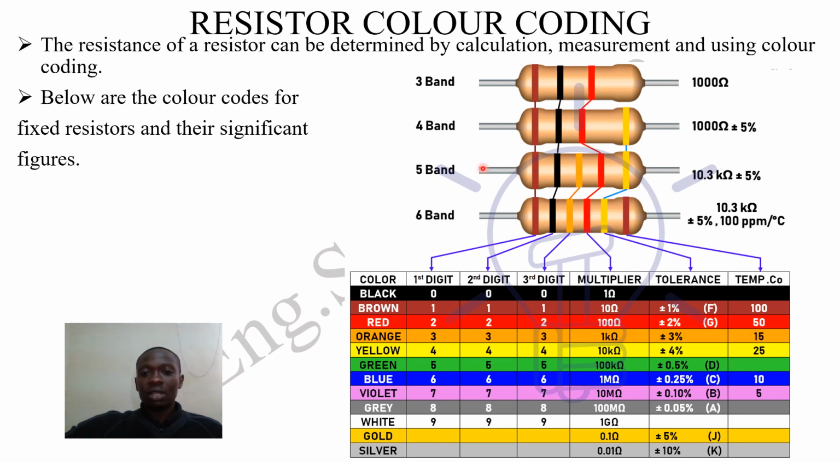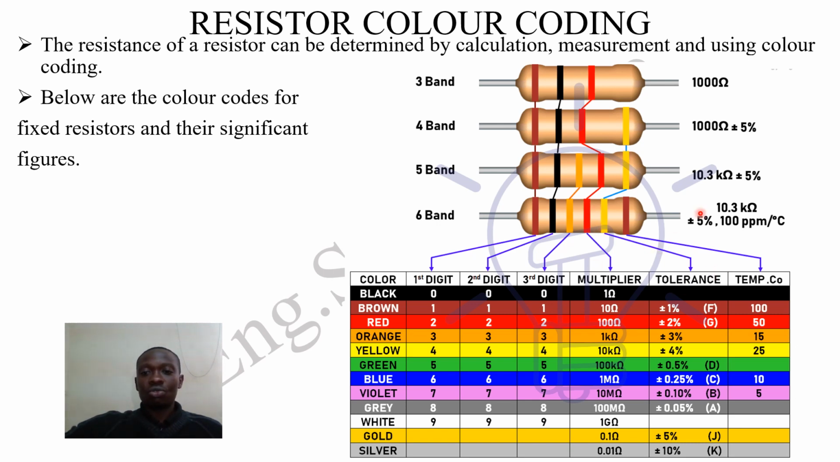You go to the 5th band. For the 5-band resistor, you have 5 colors like that. The first one represents the first digit, the second one represents the second digit, the third one represents the third digit this time around, the fourth one represents the multiplier, and then the last one, the 5th one, represents the tolerance.